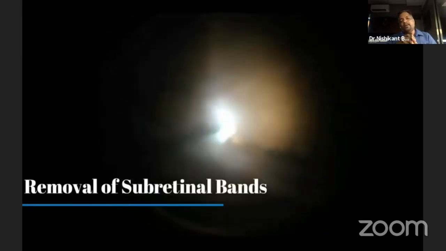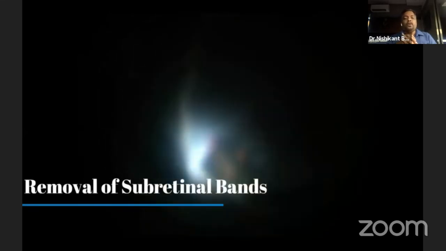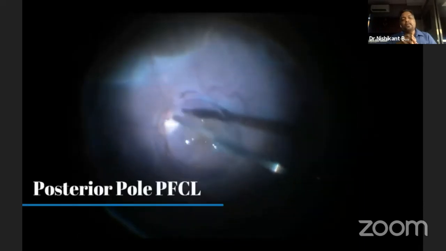Many people do ILM peeling also posteriorly to prevent any post-op epiretinal membrane coming on the macula. You can trace out the subretinal bands, do a retinotomy and remove the subretinal bands. You can increase the retinotomy to remove the subretinal bands. And once you have done removal of most of your membranes and the subretinal bands, then you can, like I said earlier, use PFCL to stabilize the retina.